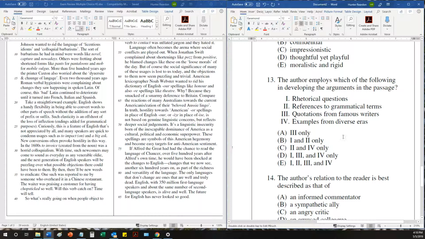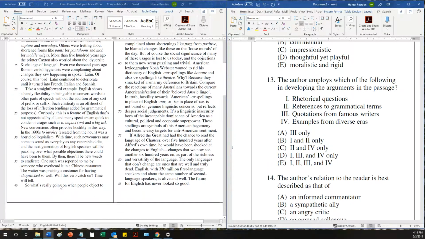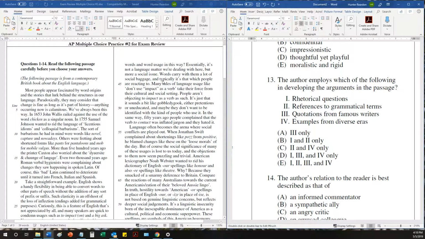The author uses at least two rhetorical questions. One is over here in line 38. What is it? Will this verb catch on? Time will tell. Okay, that's one of them. And then the other one is almost right after it. It starts down here. So what's really going on when people object to words and word usage in this way? This may not necessarily be how you typically come across rhetorical questions, but I think they loosely meet a definition of rhetorical questions. So one checks out. Because one checks out, A and C are instantly eliminated.